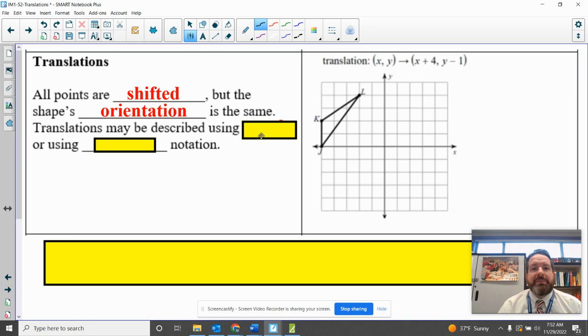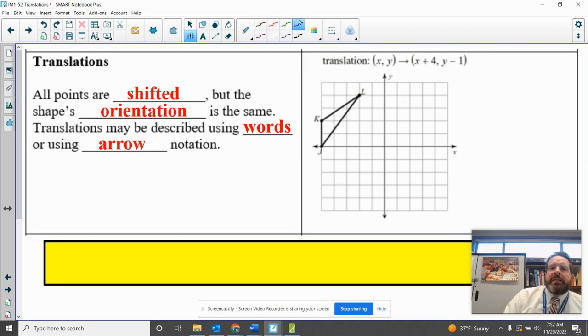So translations can be described a few different ways. One of the easiest is just to use words. Take your shape and move it 2 spots to the left and 1 spot up, something like that. However, that's hard to write out, or it takes a while, so we often use this arrow notation, which is what you see over here in the example.